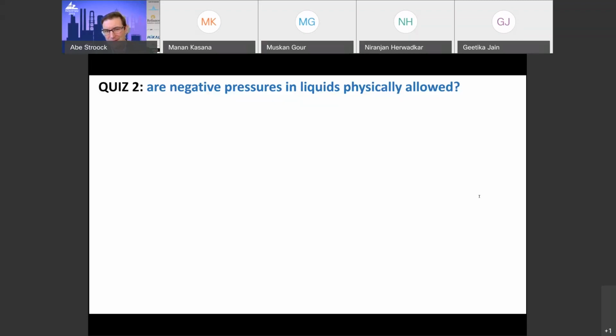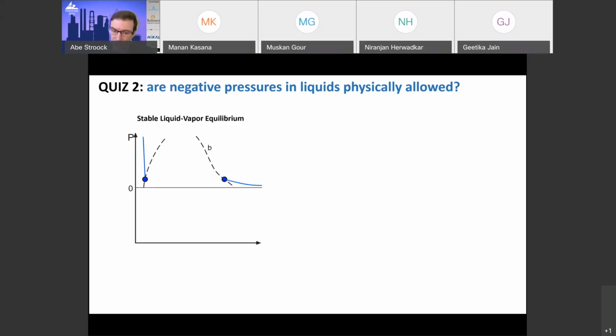Any other thoughts? Negative pressure is okay. Negative pressure will cause the liquid to vaporize. Yes. Negative pressure should cause the liquid to vaporize. So, thank you, Aditya. It should, and it will eventually. Though it turns out that all condensable liquids can sustain some stress.